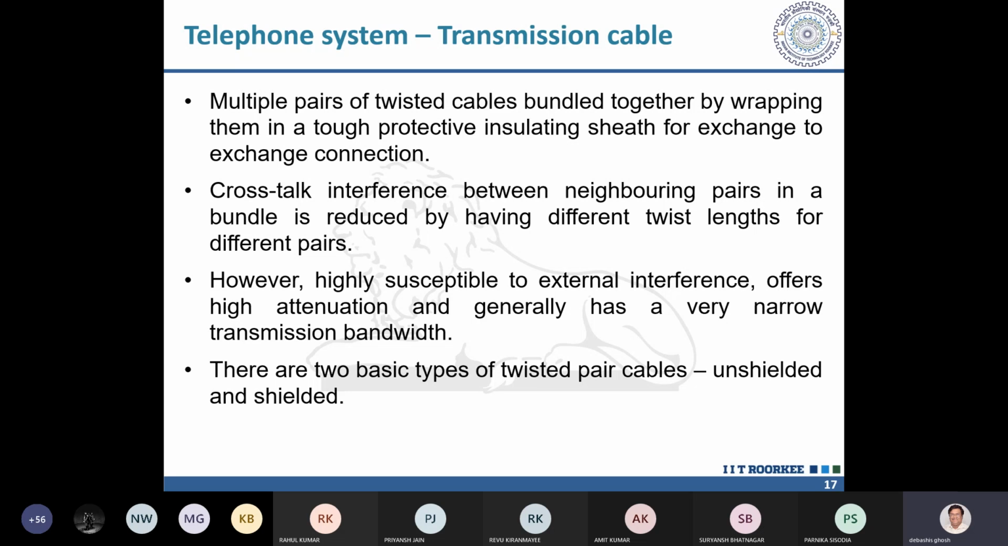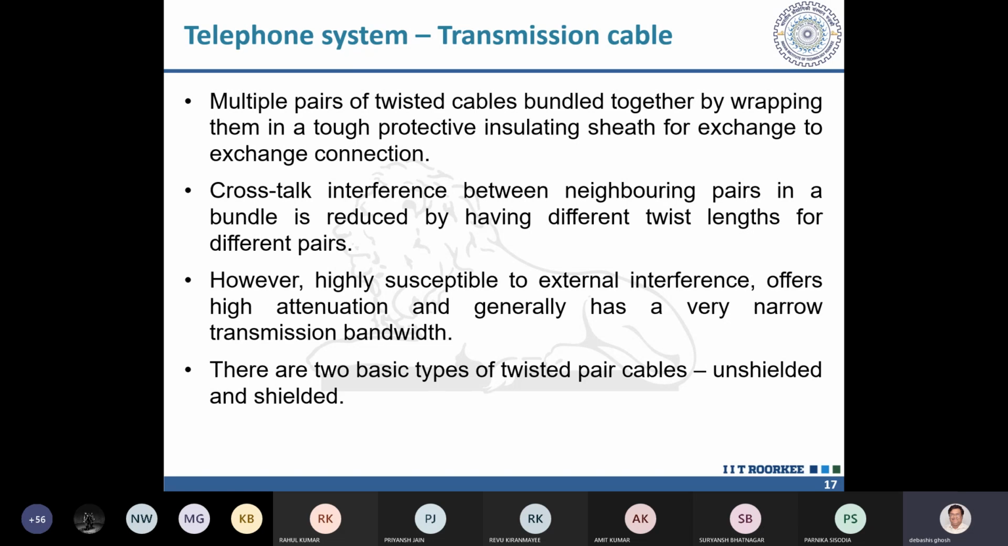You will be given a connection, and then the exchange person will call you and say that the booking of your trunk line has been established. It is now reserved. Now you can talk to your caller. Okay, so that is how the trunk call used to be established.